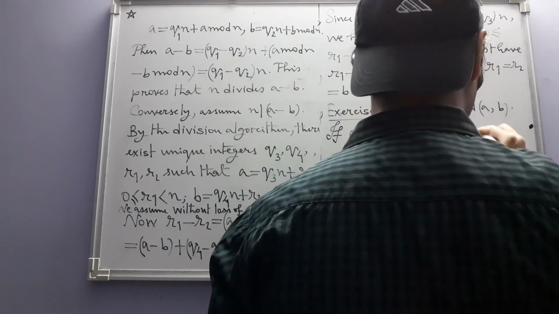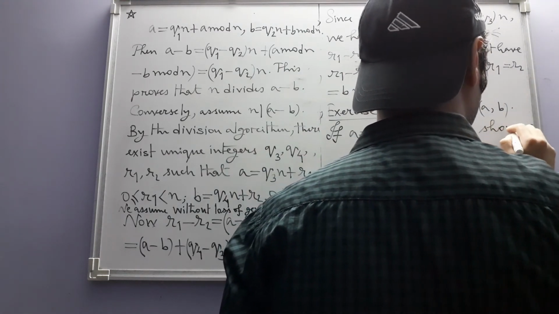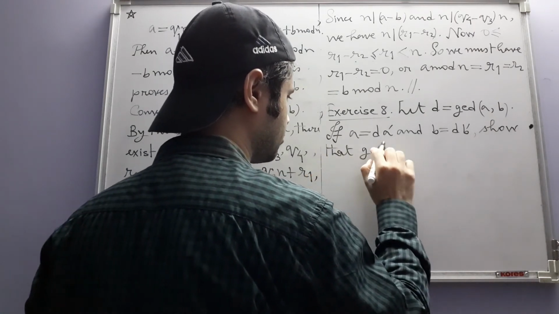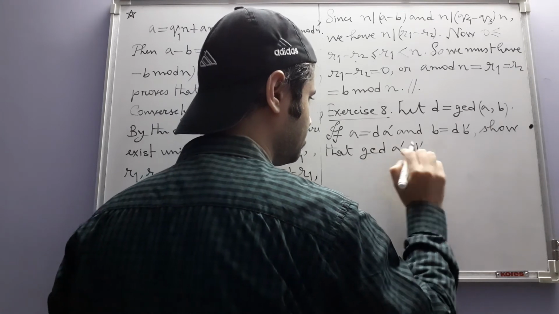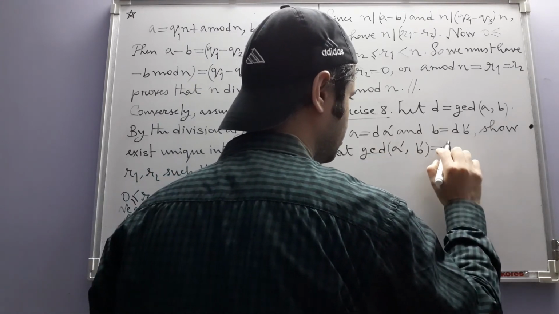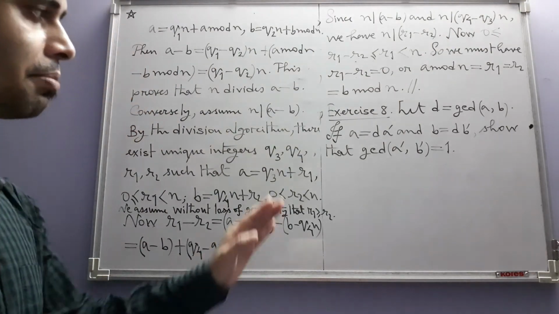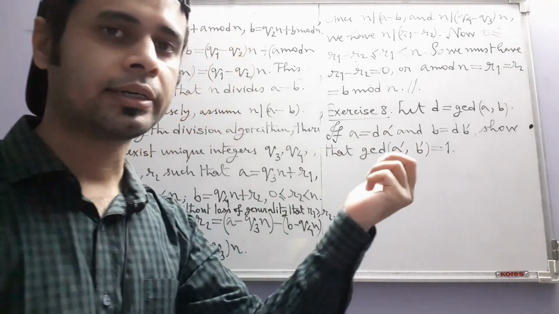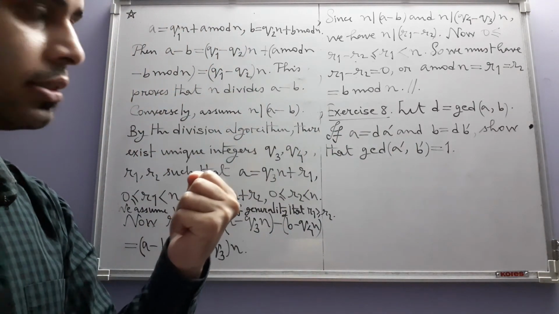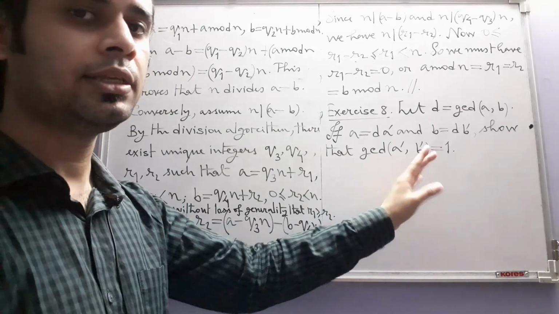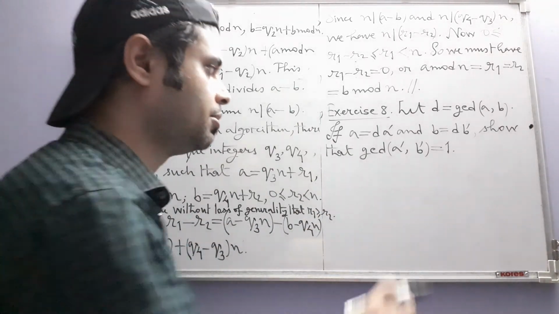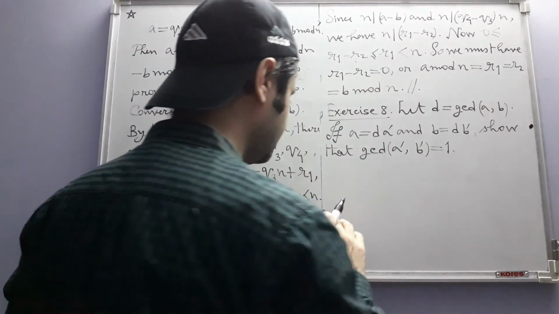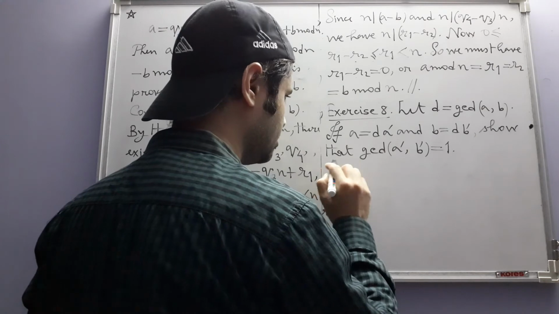So if these are true, show that the GCD of a prime and b prime is equal to 1. A way of interpreting this result is that if you remove the greatest common divisor from two numbers, then the resulting numbers don't have anything in common except 1. So that way you can interpret this result. That helps us remember it.